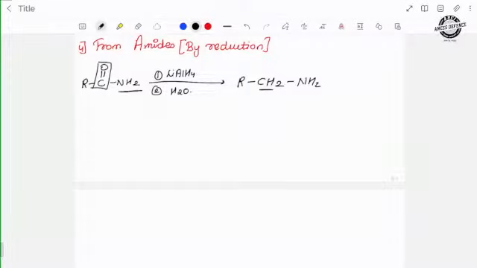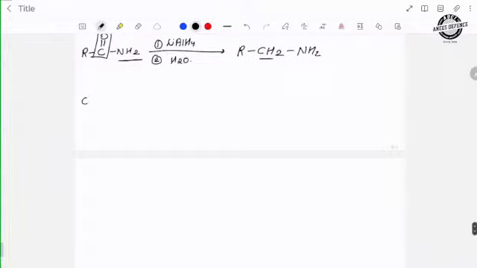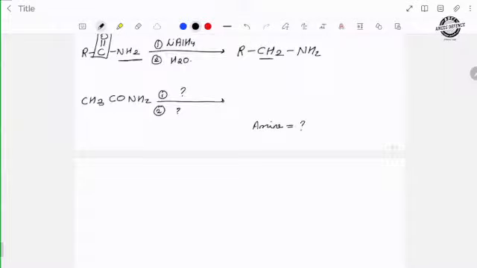Okay, identify the product. CH3CONH2 in the presence of, I don't know, I'll get amine. But which amine, that too I don't know. So predict the reagent and predict the product. You're going to get ethanamine.